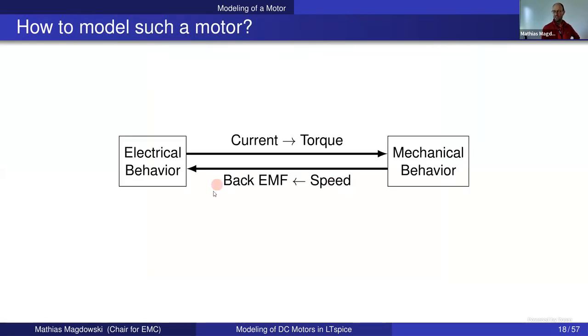And so our model must somehow include this. We must have some electrical model of the motor, and we must have something for the mechanical behavior of the motor. And of course, there must be some connection between them. What happens is that the current on the electrical side creates a torque on the mechanical side. Then the motor will start to turn, there will be some rotational speed, and the speed will create some back electromotive force in the electrical part. So there is a coupling between the electrical behavior and the mechanical behavior inside the motor, and this we would somehow need to incorporate into our model.